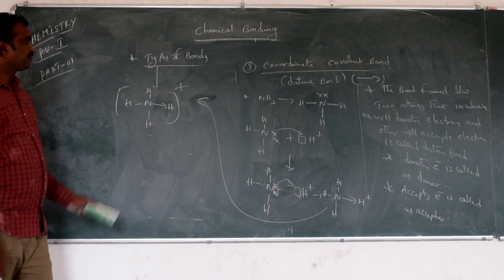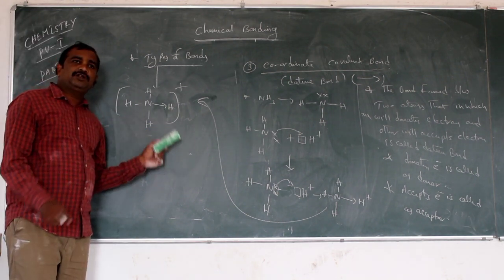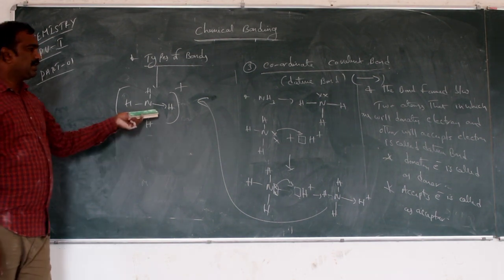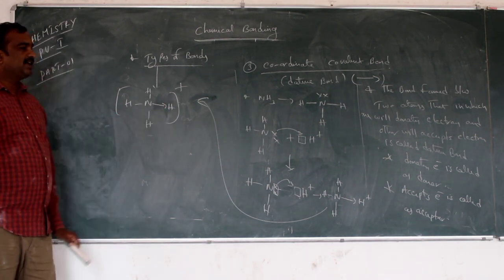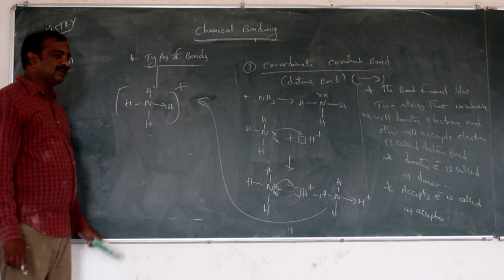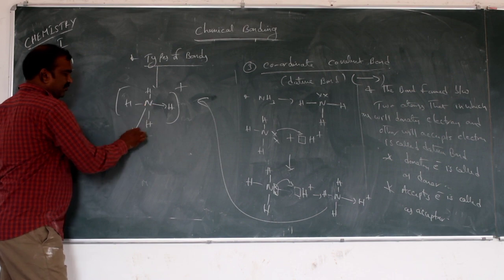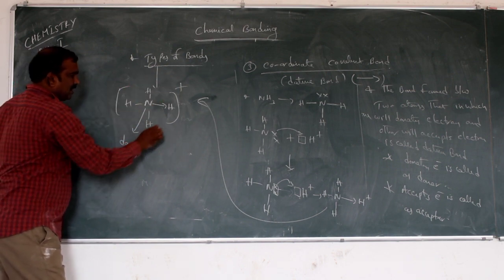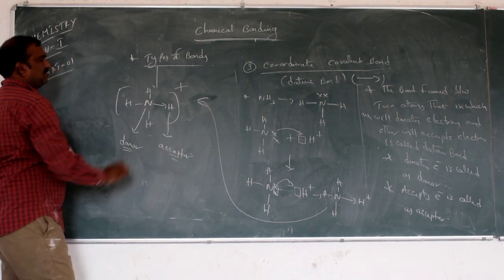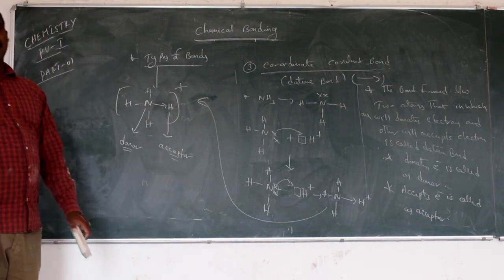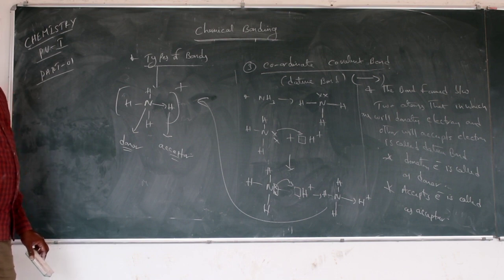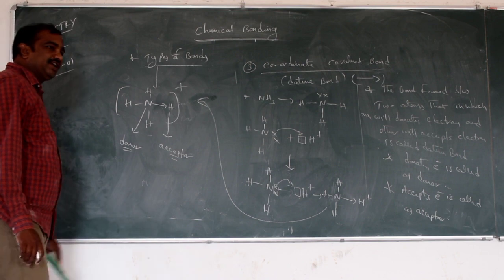So in NH4 plus, 4 bonds are possible. 3 are covalent bonds and the fourth one is a coordinate covalent bond, indicated by an arrow towards the acceptor. Among this coordinate covalent bond of NH4 plus, which one is donor and which one is acceptor? N is donor, because it donates electrons. And this H plus is acceptor, because it will accept electrons. So this is about coordinate covalent bond. Take a screenshot.